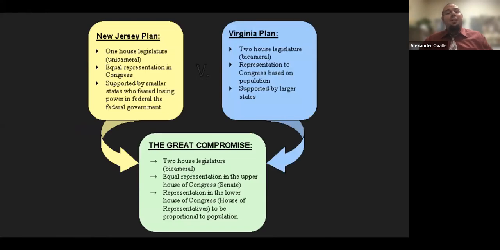So the first plan, the small state plan, the New Jersey plan: one house, equal representation, supported by smaller states who feared losing power in the federal government. The Virginia plan: the two-house legislature, representation in Congress based on population, supported by the larger states, of course. And the Great Compromise is a combination of the two.